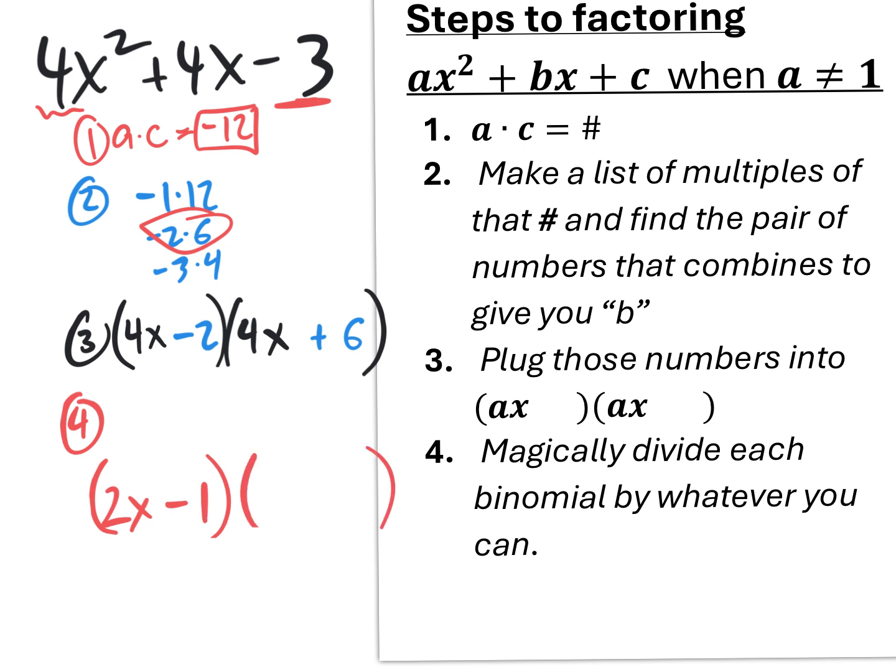The second binomial, we could also divide by 2. 4 and 6, they're both divisible by 2. 4x divided by 2 is 2x. 6 divided by 2 is 3. And voila, we have factored.